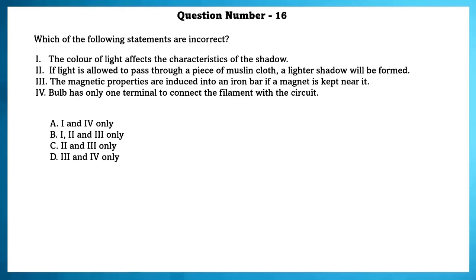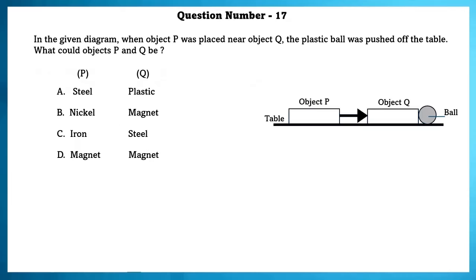The color of light affects the characteristics of the shadow. This is false. If light is allowed to pass through a piece of muslin cloth, a lighter shadow will be formed. Yes, this is true. The magnetic properties are induced into an iron bar if a magnet is kept near it. Yes, this is true. Fourth one. Bulb has only one terminal to connect the filament with the circuit. This is false.